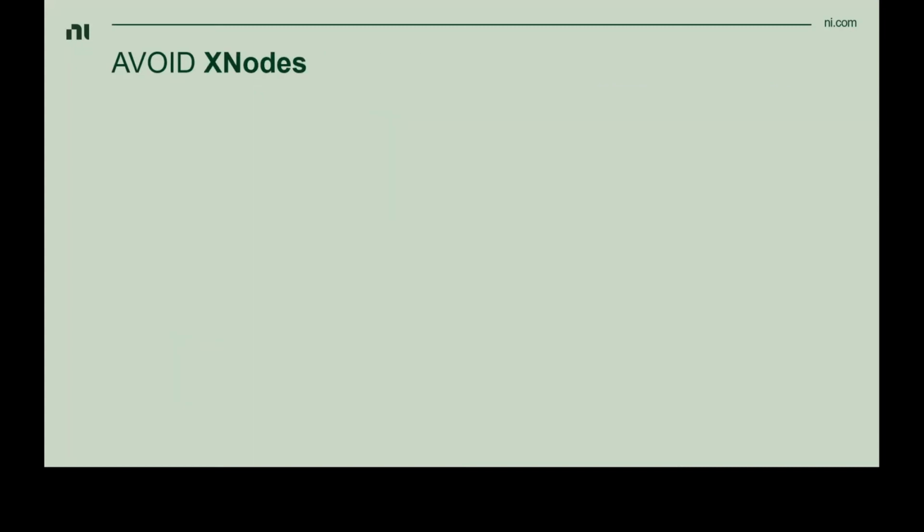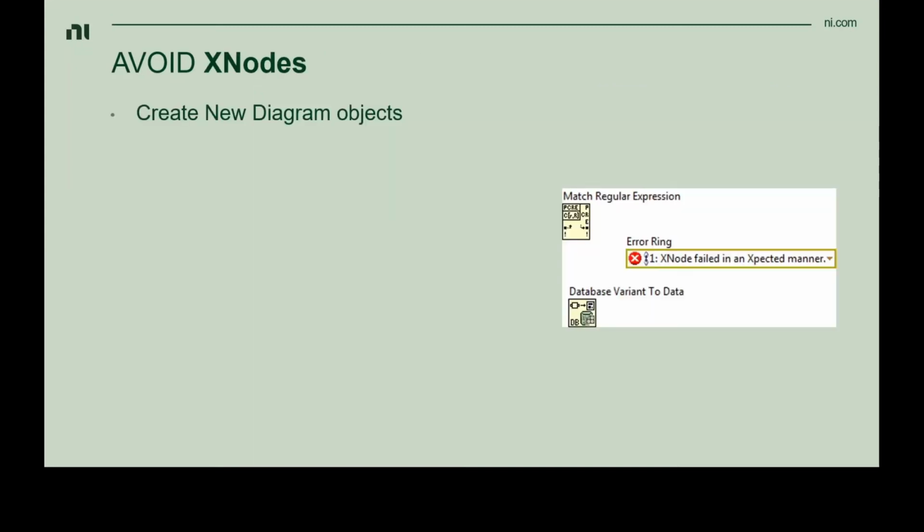All right, XNodes is the next one. An XNode is a way to create a new diagram object. Believe it or not, the three objects you see on my screen here are XNodes. Match regular expression is an XNode. It is not a built-in primitive in the language.